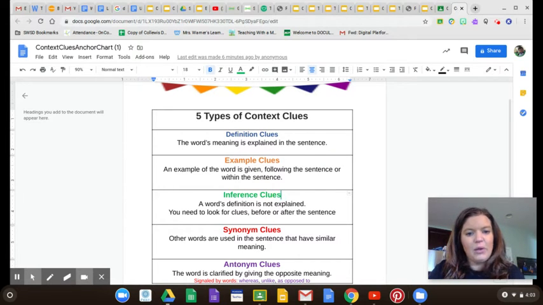A lot of times there are words that will pop up while you're reading that you may not know, but you can use the clues all around it to help you kind of figure out exactly what it means, or if not exactly, pretty close. Okay, so there are 5 different types of context clues that you can use. The first one is usually the easiest one, and that's the definition clues.